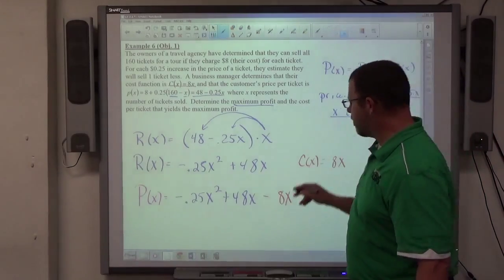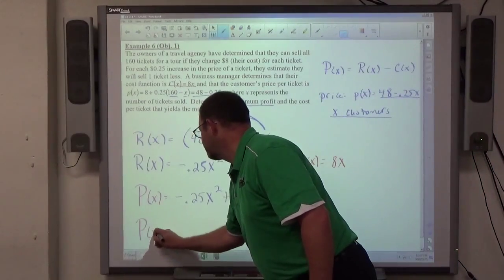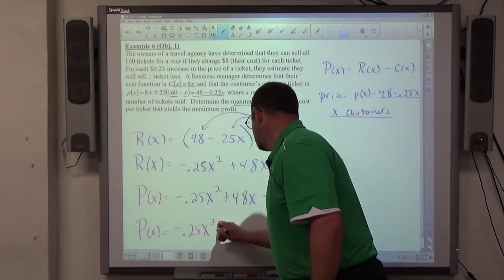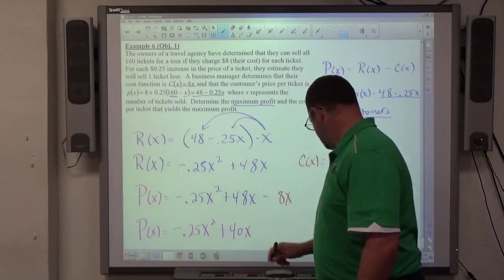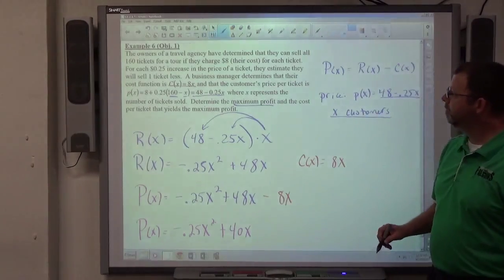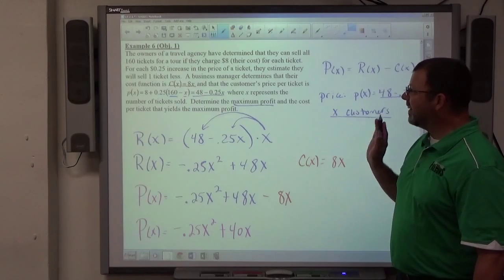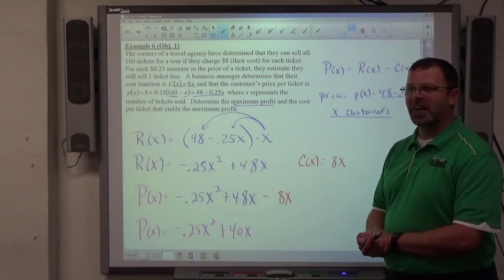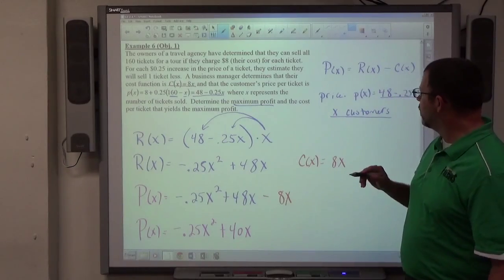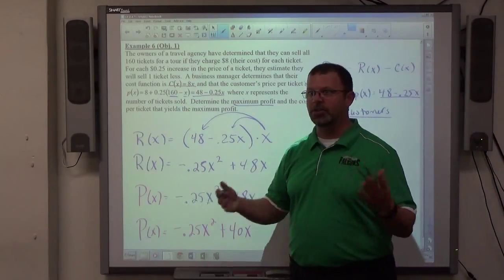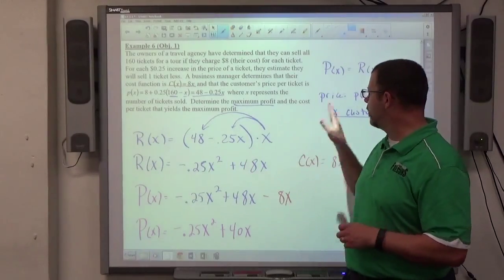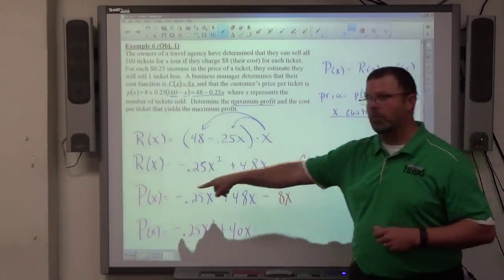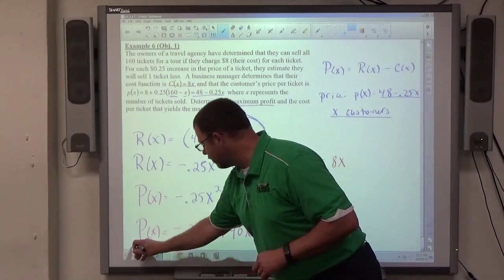So my simplified profit function then, P of x, is negative 0.25x squared plus 40x. Okay, it didn't tell me to determine the profit function, but I can't do maximum profit if I don't do that, right? One other thing I want to warn you about, little p of x, big P of x, using the same letter to represent two different things. Make sure that you're very detailed in your work, that you write this one small, that one big, so there's a definite difference in what they look like.